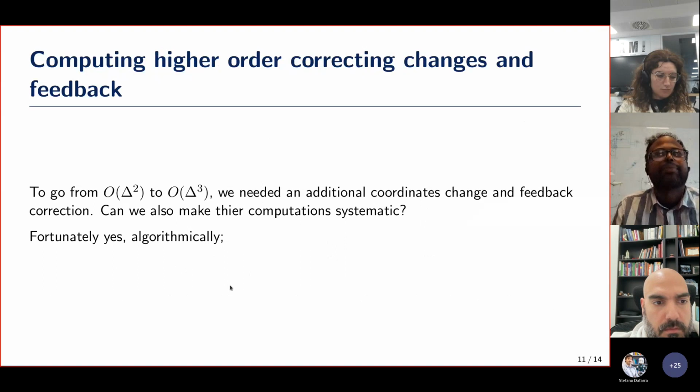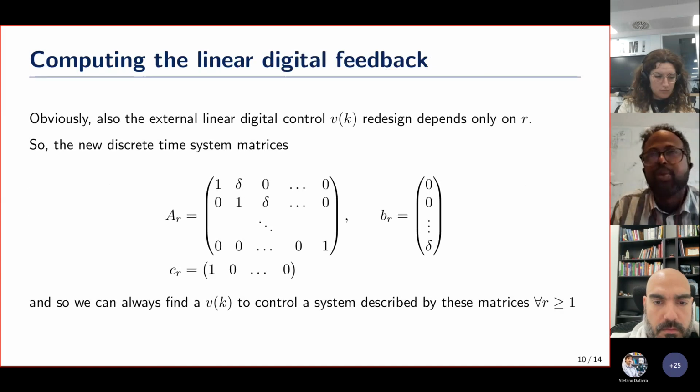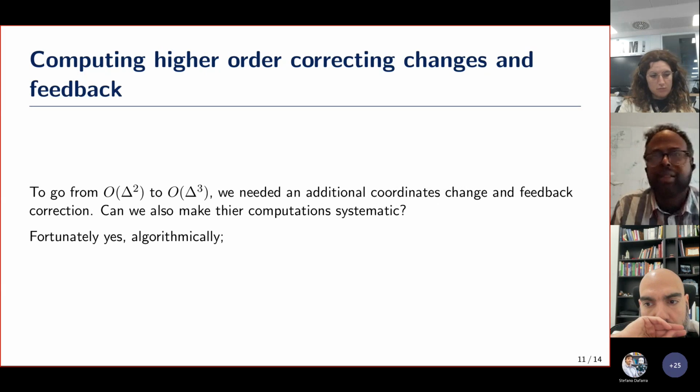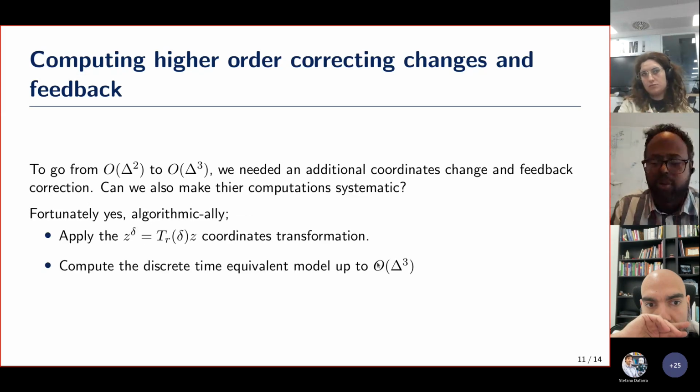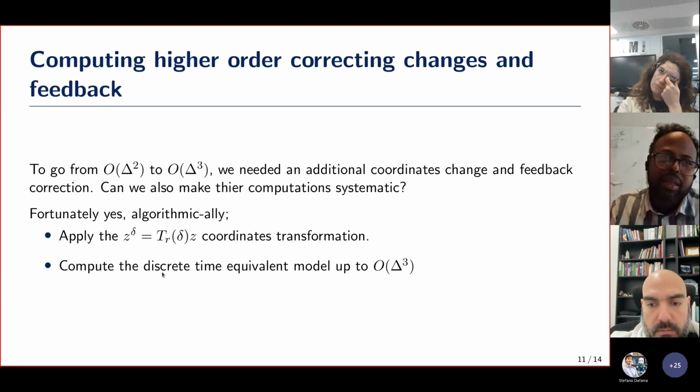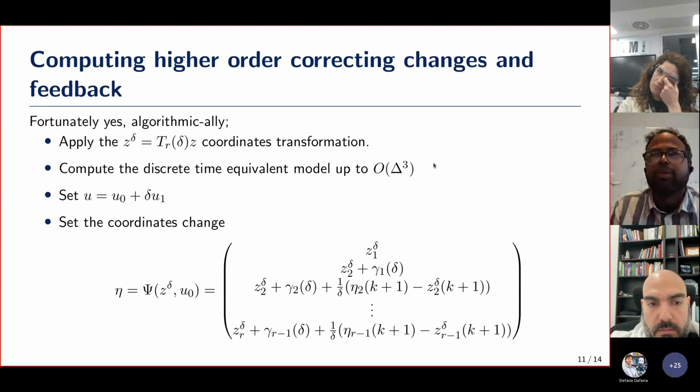Okay. Can we do the same also for successive approximations? Because we notice that we can also approximate up to higher orders. Can we also make systematic ways of computing the successive coordinate changes in the higher orders and the corrective feedback terms? For example, when we go one step higher, we have these few steps in our algorithm. We first compute the T matrix, and then we apply this coordinate change. Then we compute the discrete time equivalent model up to the desired order of approximation. Then we set our feedback to be the continuous time linearizing feedback plus an additional corrective term.